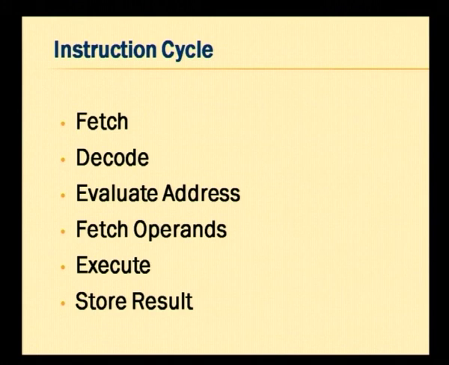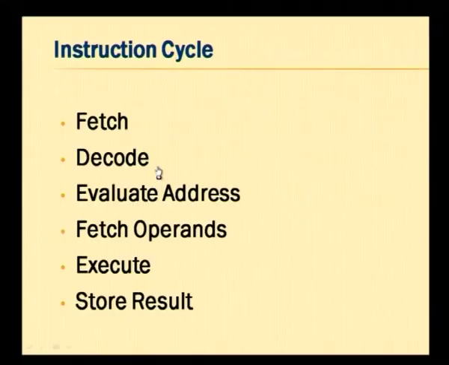If you look at the instruction cycle: fetch, decode, evaluate address, fetch operands, execute, store result. These will be the normal operations that need to be performed in order for an instruction to be executed correctly. Later we will take a look at how, with respect to this data path that we have here, an instruction execution would actually take place.